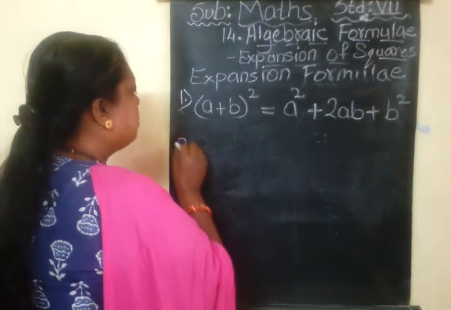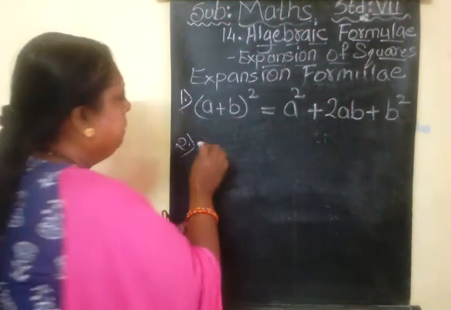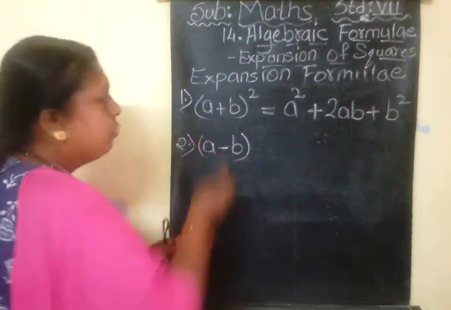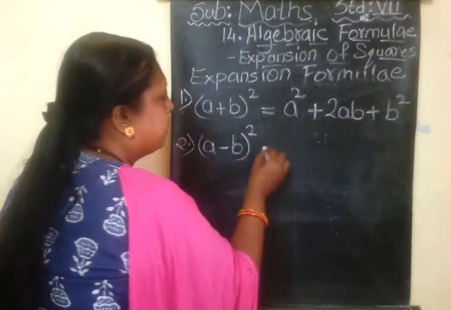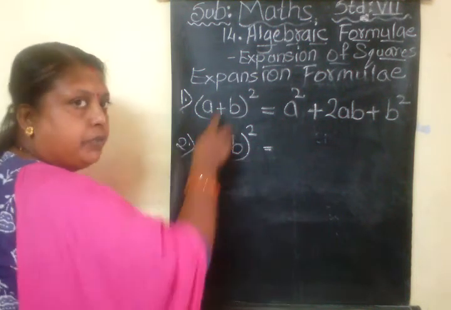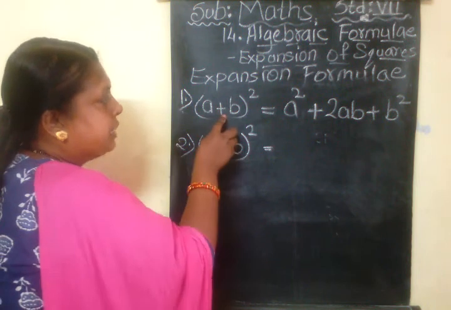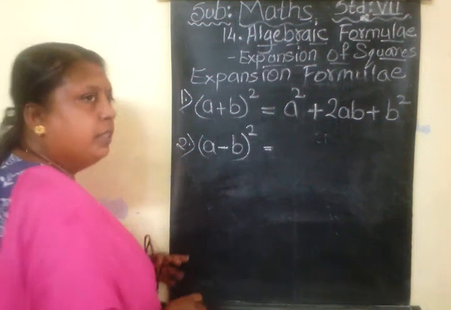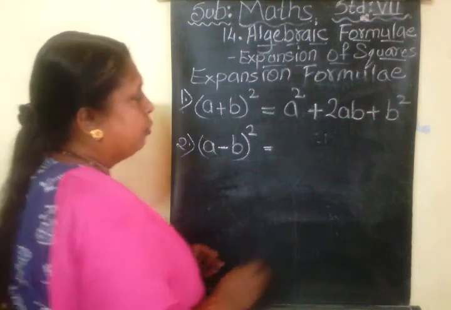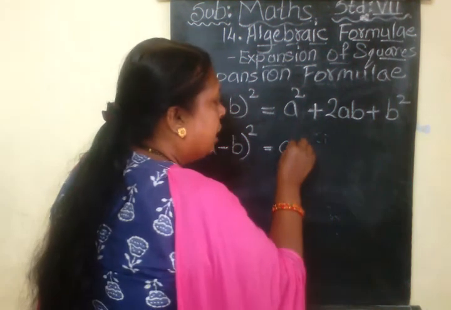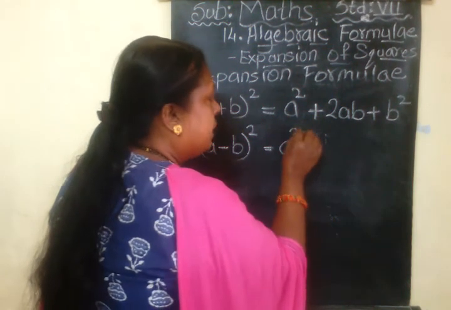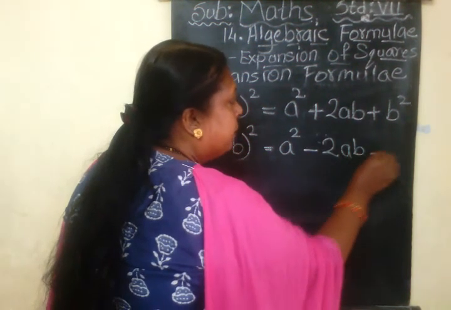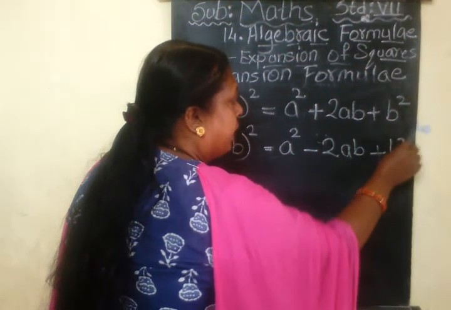Now the second expansion formula says to us, children, a minus b the whole square is equal to. What is the difference between the two? The difference is only of the sign. Here it is positive, here it is negative. So when a minus sign is there in our binomial, we get the answer, according to the expansion formula, as a square minus twice ab plus b square.